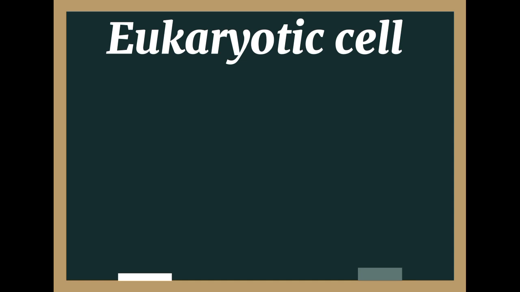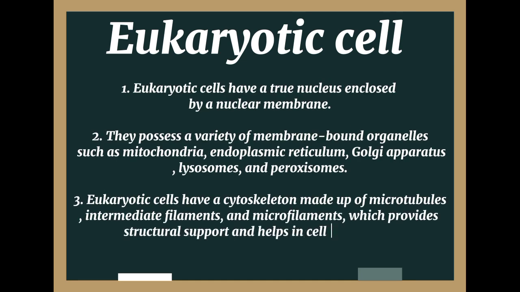Eukaryotic cell. 1. Eukaryotic cells have a true nucleus enclosed by a nuclear membrane. 2. They possess a variety of membrane-bound organelles, such as mitochondria, endoplasmic reticulum, Golgi apparatus, lysosomes, and peroxisomes. 3. Eukaryotic cells have a cytoskeleton made up of microtubules, intermediate filaments, and microfilaments, which provides structural support and helps in cell movement.